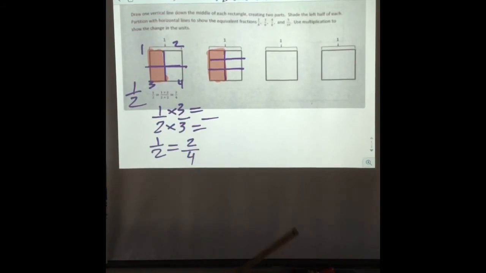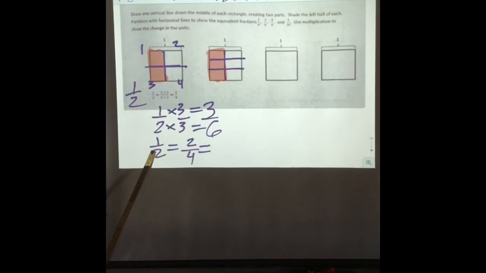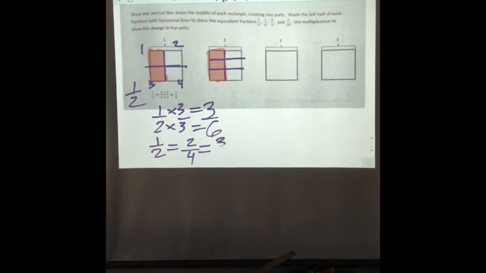So my unit number is 6. How many do I have here? 3. I have 1, 2, 3. Now if you notice, 3 is half of 6, right? Yes. So you can see how now I can say 1/2 equals 2/4, which equals what? 3/6. And this is 3, 6, right? Does that make sense?